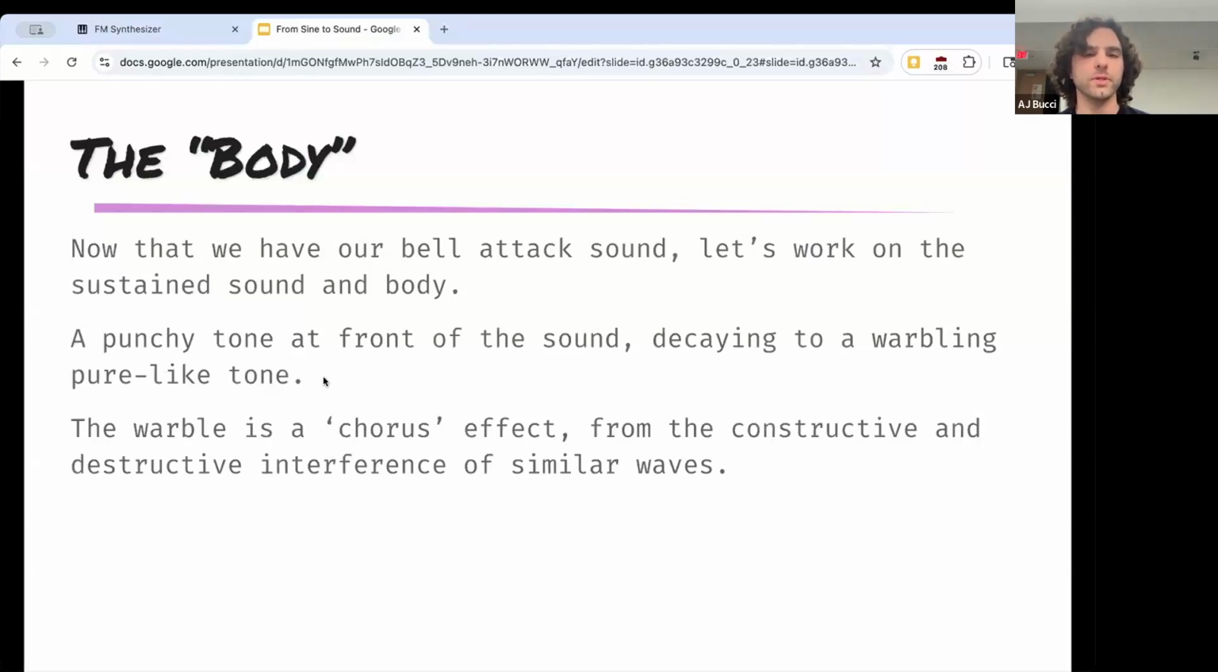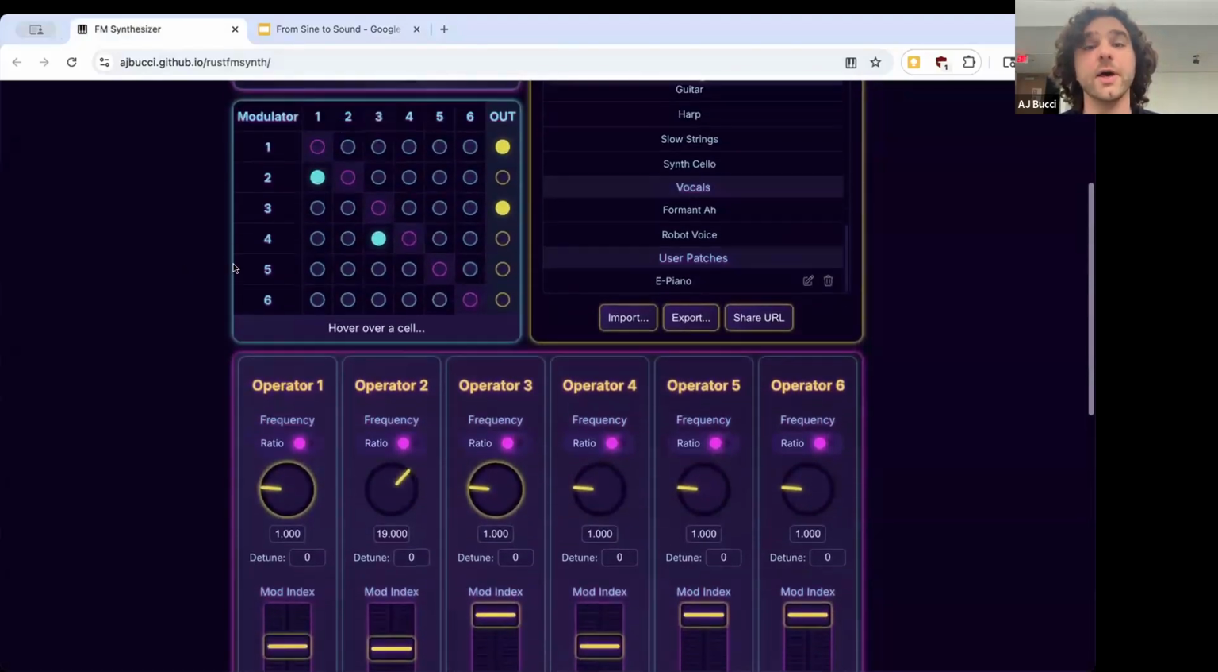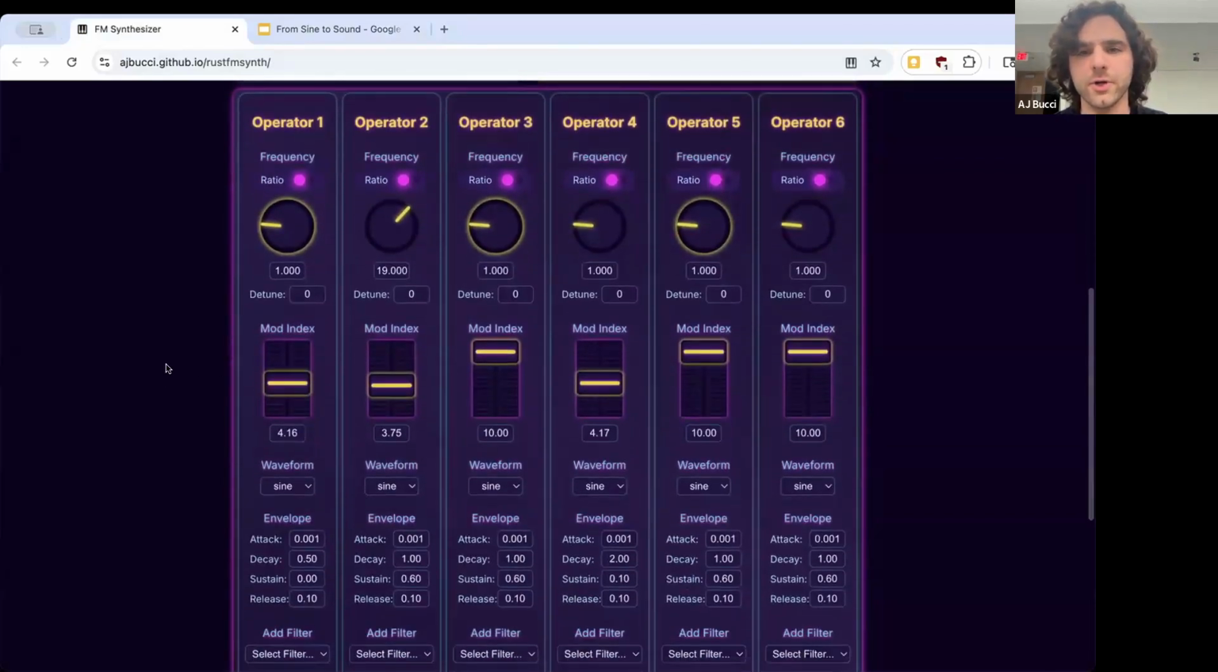Well, the warble is due to something called the chorus effect. And the reason it's called that is because when you have multiple instruments or voices playing or singing at the same time in the real world, they're never perfectly in tune. So you get what's called the chorus effect, where there's constructive and destructive interference between the waves that create that wavering sound.